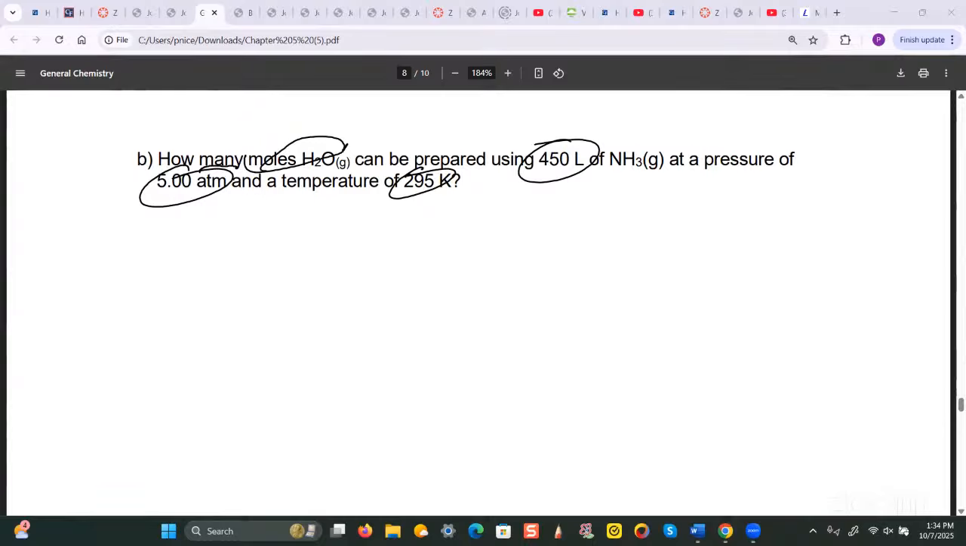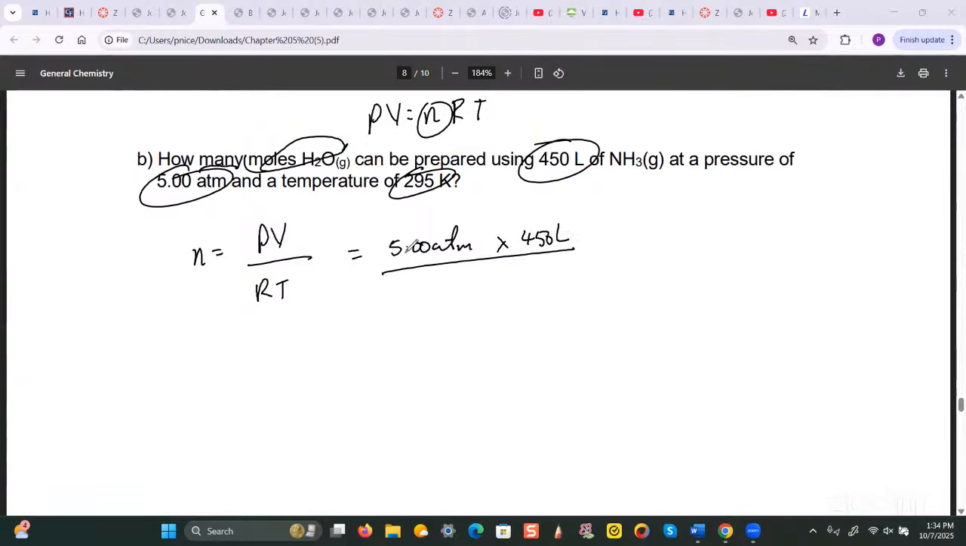Moles of ammonia, right? So again, the PV equals nRT equation is what you would use, but as she correctly said, you're going to find n. So n will be equal to, when you rearrange this, PV over RT. So P is 5.00 atmospheres times V, which is 450 liters, divided by R, which is 0.0821 liters atmospheres over mole Kelvin, multiplied by the temperature, which is 295 Kelvin.